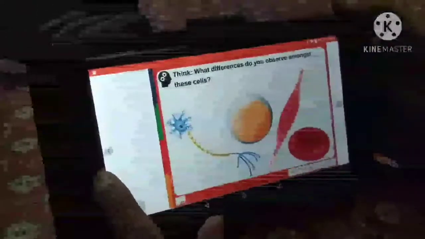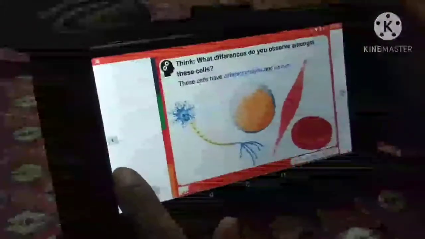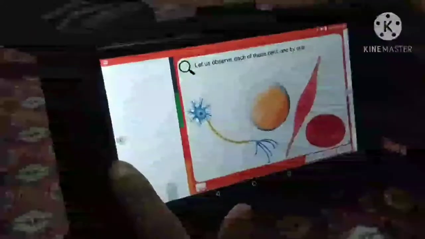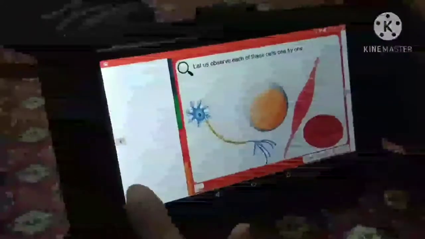Now we will learn about the shapes and the functions of the cell. Each of the diagrams given below represents a different type of cell. These cells have different shapes and colors. Let us observe each of these cells one by one.